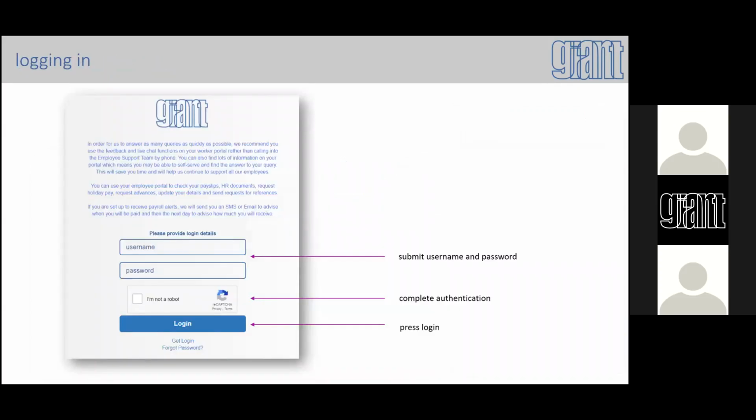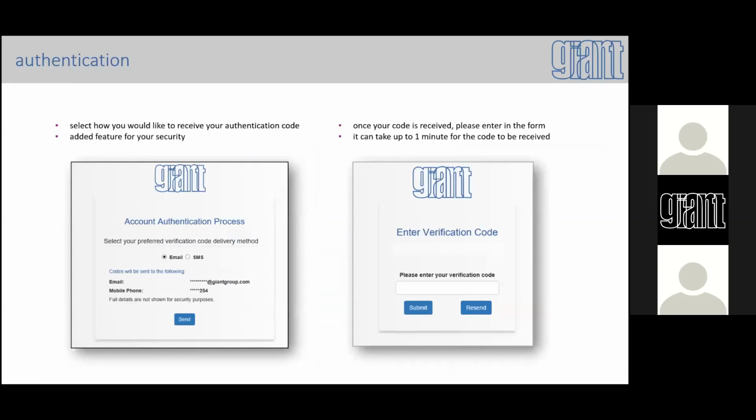Once you have selected umbrella employee, you will be directed to your login page. You will need simply to submit your username and password and then complete the CAPTCHA process. Our CAPTCHA process is an improved safety measure which ensures that a computer robot is not attempting to access your profile. Once completed, please press login.